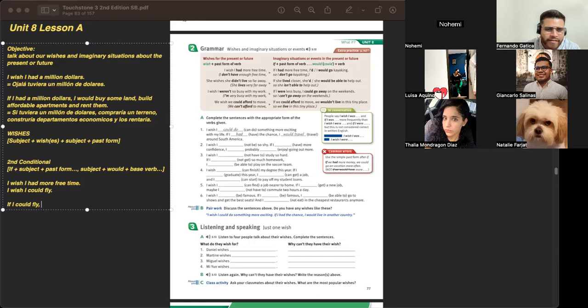Aquino, how do I say iría a Italia? I would go to Italy. Very good. If I had more free time, si tuviera más tiempo libre. Let's see, Hazel, si tuviera más tiempo libre, jugaría Free Fire? I would play Free Fire. If I had more free time, I would play Free Fire. Okay.